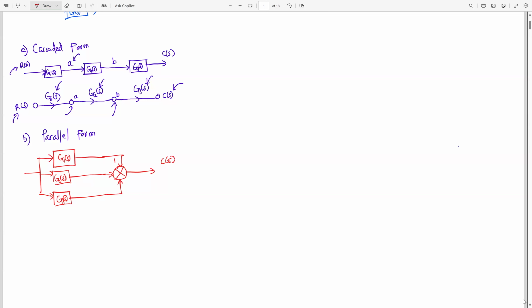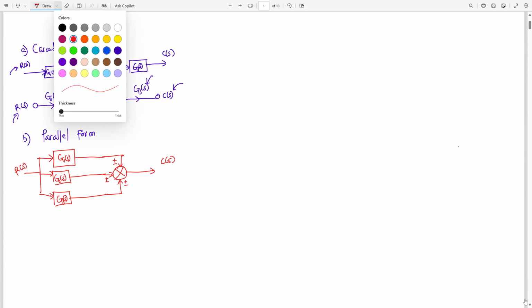There is plus or minus. This side is plus or minus. Actually, it depends. So this input signal is R of S. Then the output signal is also C of S. So the first thing to do is, first of all, take note of your signals, right? So let's take note of the signals here.